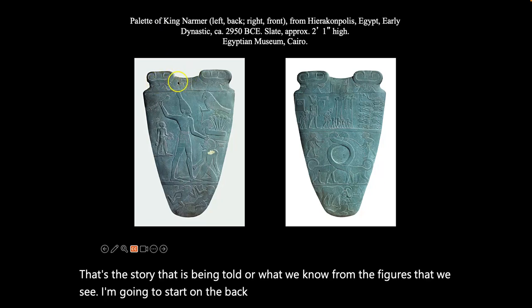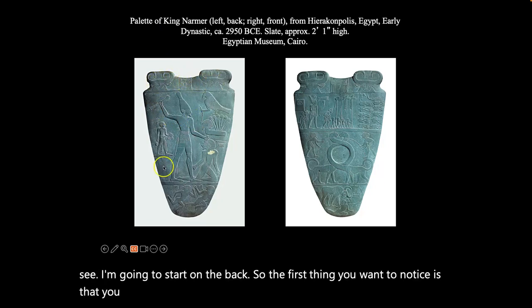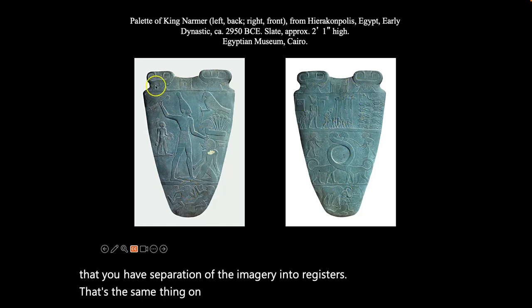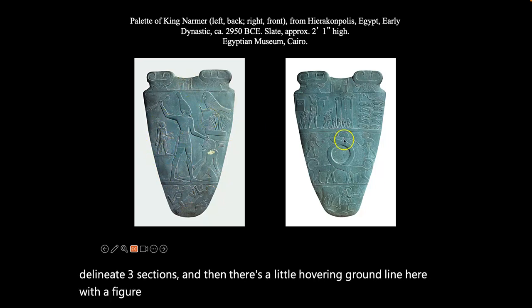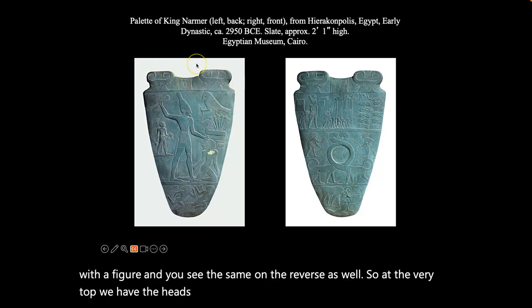So the first thing you want to notice is that you have a separation of the imagery into registers. And it's the same thing on the front side. You have ground lines that delineate 3 sections, and then there's a little hovering ground line here with a figure. And you see the same on the reverse as well. So at the very top, we have the heads of these 2 bulls.